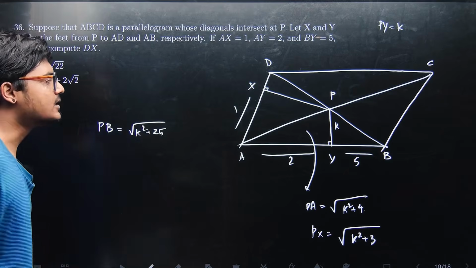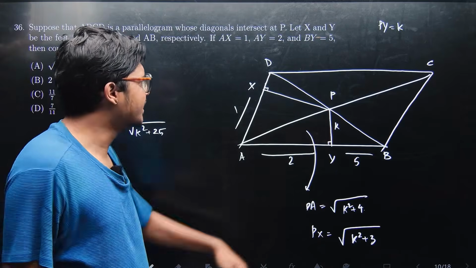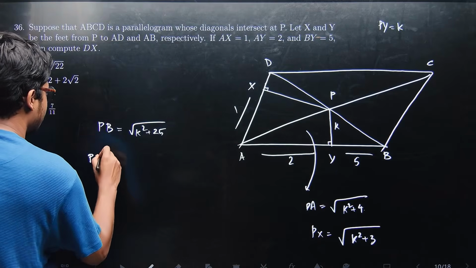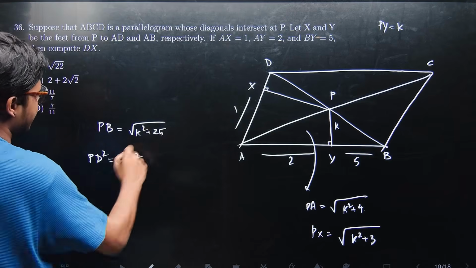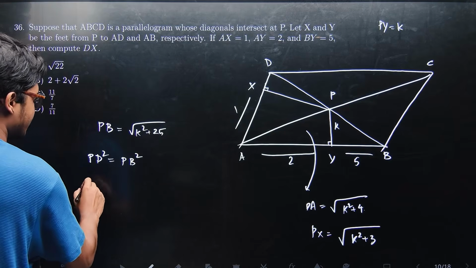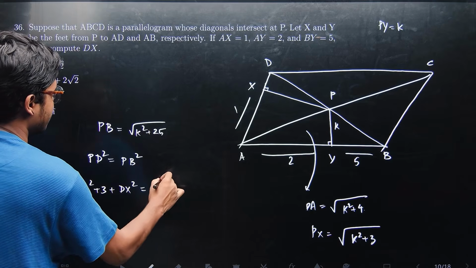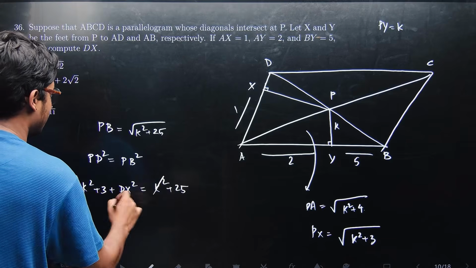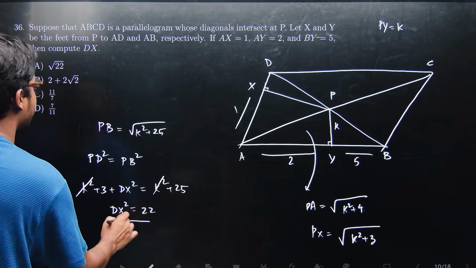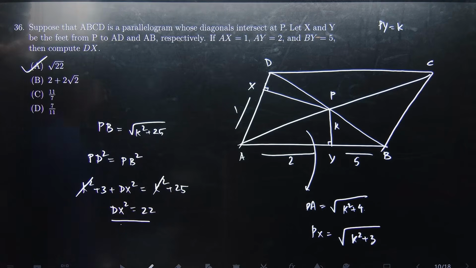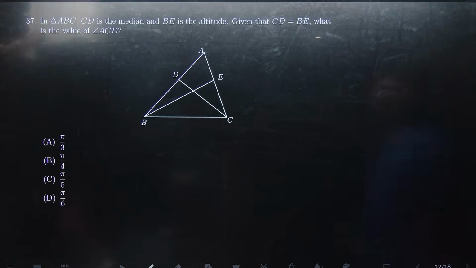Now we know the diagonals of a parallelogram, they'll always bisect each other, right? Which means PD should be equal to PB. So PD square is equal to PB square. Now what is PD square? PD square is going to be PX square plus DX square. PX square is going to be k square plus 3, plus DX square should be equal to PB square, which is k square plus 25. Cancel this out. Send this to the other side, you get DX square is equal to 22, which means DX should be square root of 22, option A, okay? As simple as that. Alright, coming to the next one.